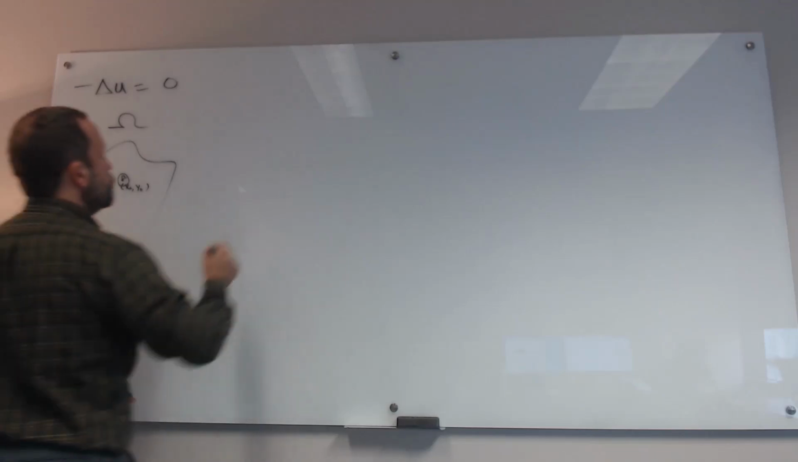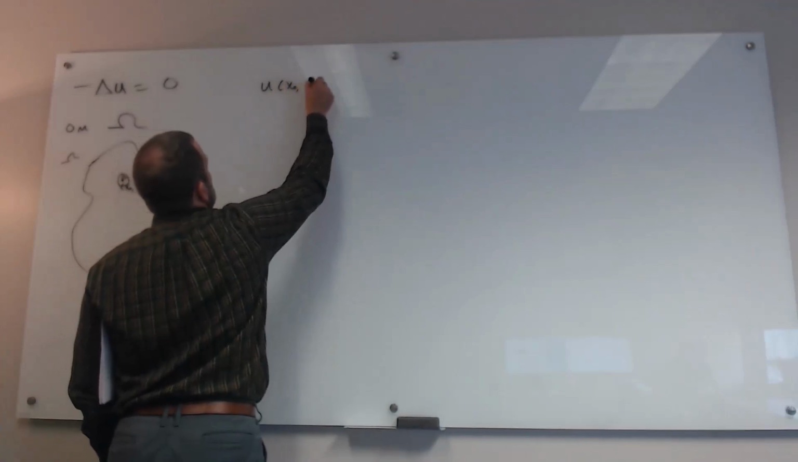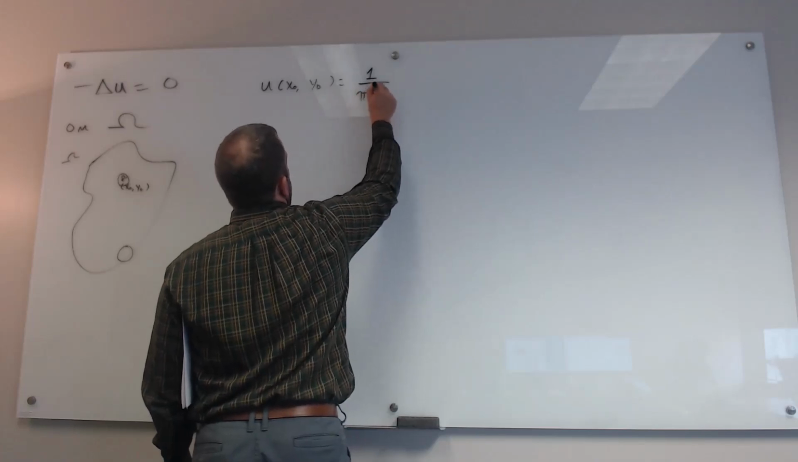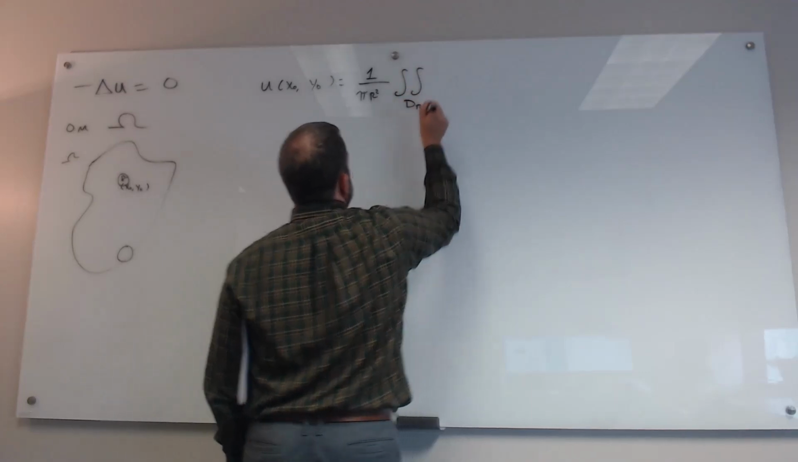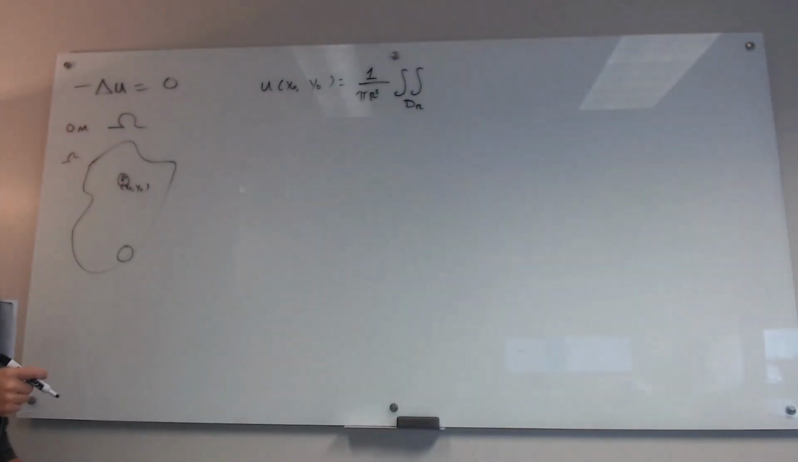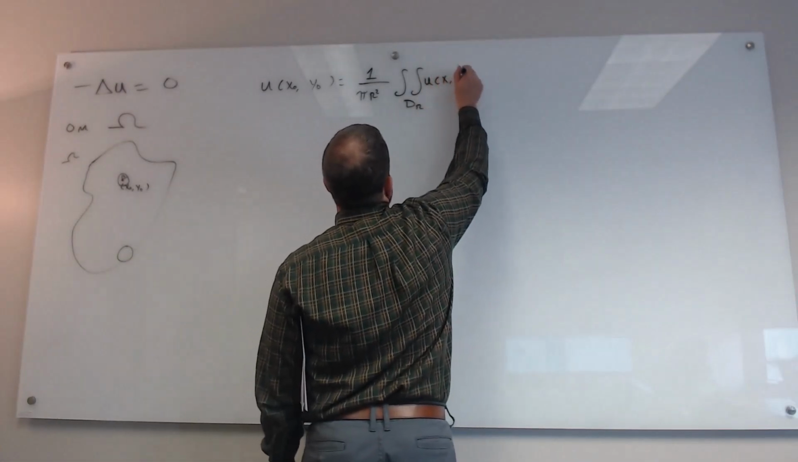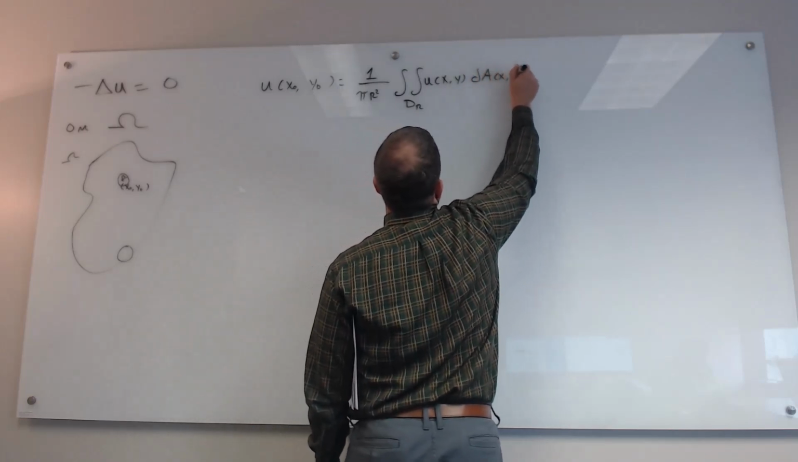Then what is true is that u of x naught, y naught is equal to the average value of u on that disk. In other words, it's equal to 1 over pi r squared times the integral over this disk, which I'm just going to call D sub r, just to have ease of notation, u of x y dA, and we're integrating in the x y variables.